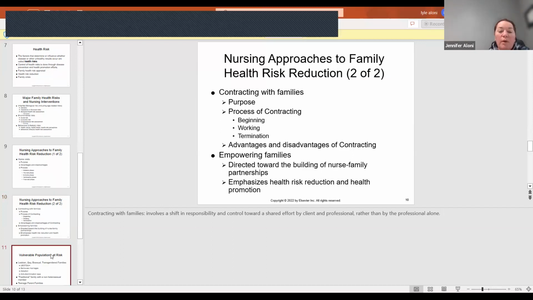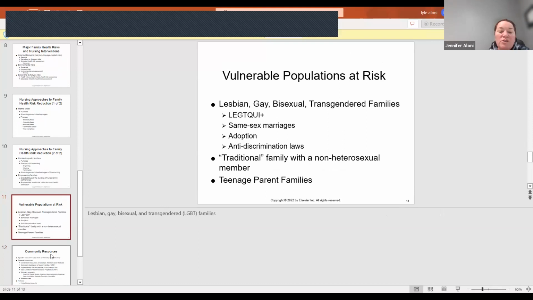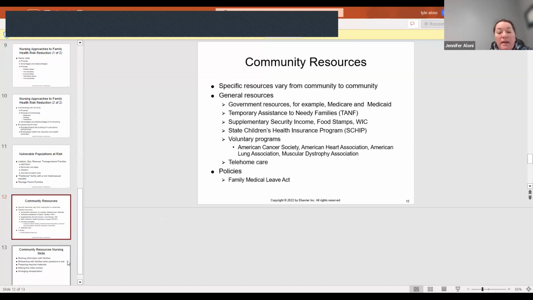We have a group of people that we always look at that are going to be our vulnerable populations that are going to be at risk. This is our LGBTQ community. Those that have same-sex marriages are going to be at risk for family dynamics. We need to be careful that we are not looking at them with our traditional family view. And our teenage parent families are going through their own stresses aside and beyond trying to make their families work.